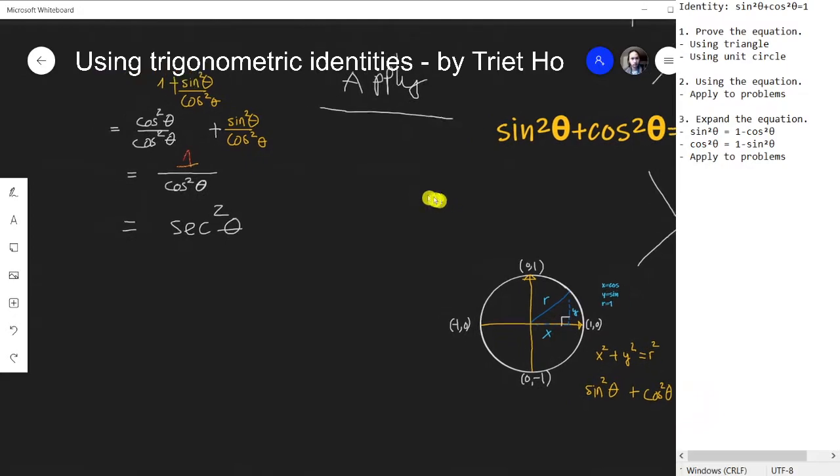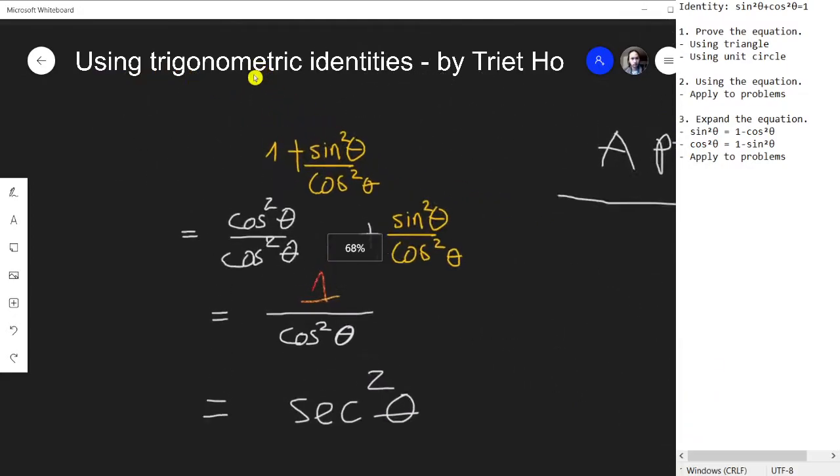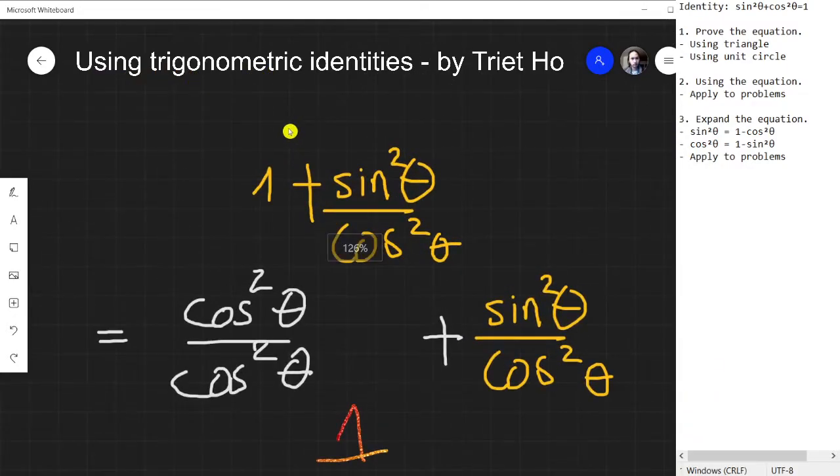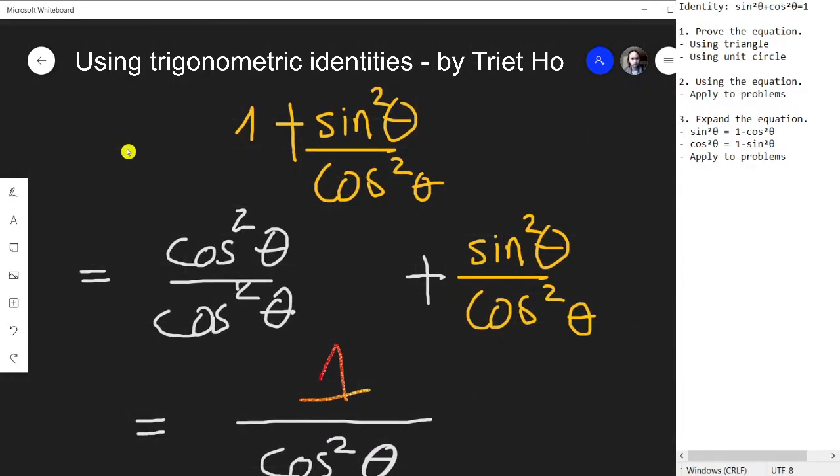Now, using the identity to apply to problems. I have one problem right here: 1 plus sine squared theta over cosine squared theta. The denominator is cosine squared theta, so I'm trying to make the two terms have the same denominator by making the number 1 into cosine squared theta over cosine squared theta, so that it is equal to 1.